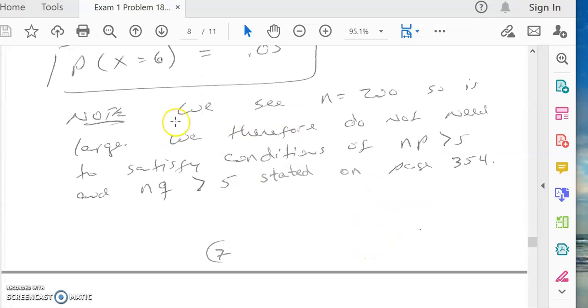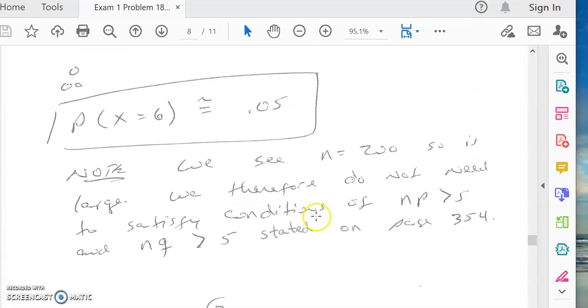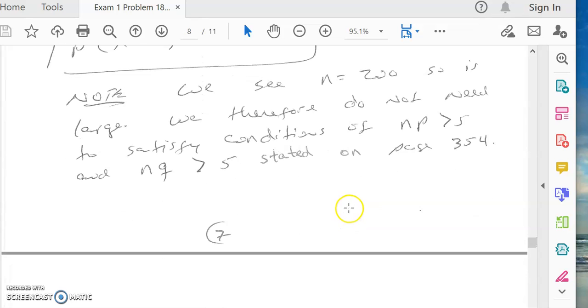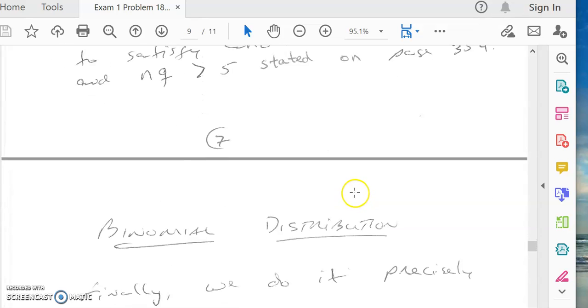Okay. Now I want to make a note here. n is equal to 200. That's a large number. So we don't need to satisfy this condition. If you look on page 354, for small values of n, there's a condition that you have to satisfy in order to do this. It has to be n times p is greater than 5 and n times q is greater than 5 if it is a small n. This is a large n, so we don't have to satisfy that particular condition.